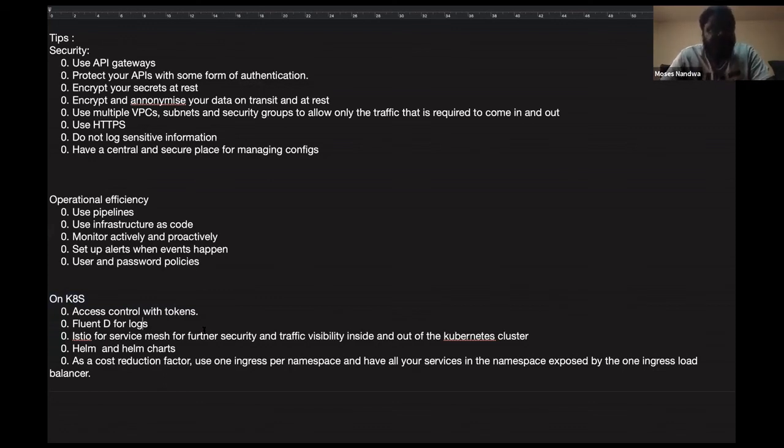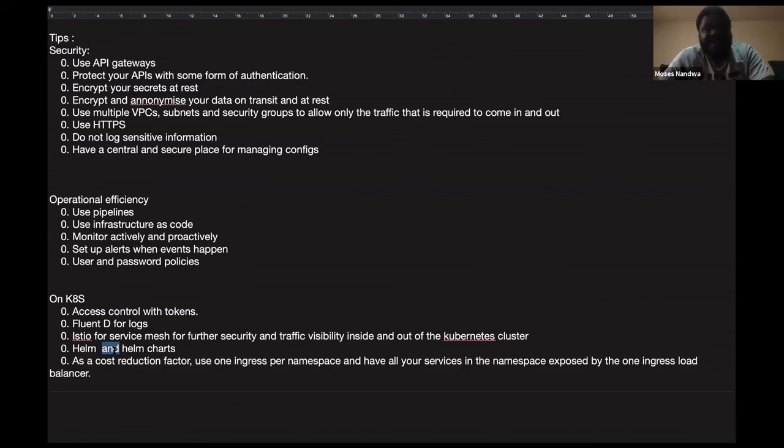to CloudWatch. Use Istio for the service mesh and further security, so that you can be able to see the traffic that goes in between different pods and services. Also, be able to even increase your security in the cluster by controlling what and which thing can be able to talk to your service. The next thing, look into Helm and Helm charts for your deployments.